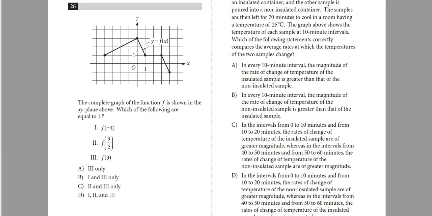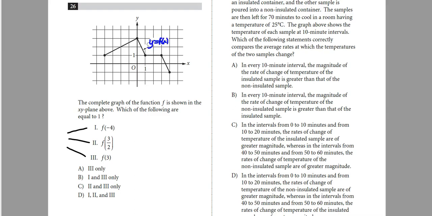All right, number 26, looks like we have a graph. I usually don't like these type of questions because I see that there's 3 choices and then they say, oh, something only, or 1 and 2, or all of the above. I kind of hate these kind, but we're going to have to battle through it. We've got no choice. So the complete graph of the function f is shown in the plane above. Which of the following are equal to 1? So remember, y is f of x.